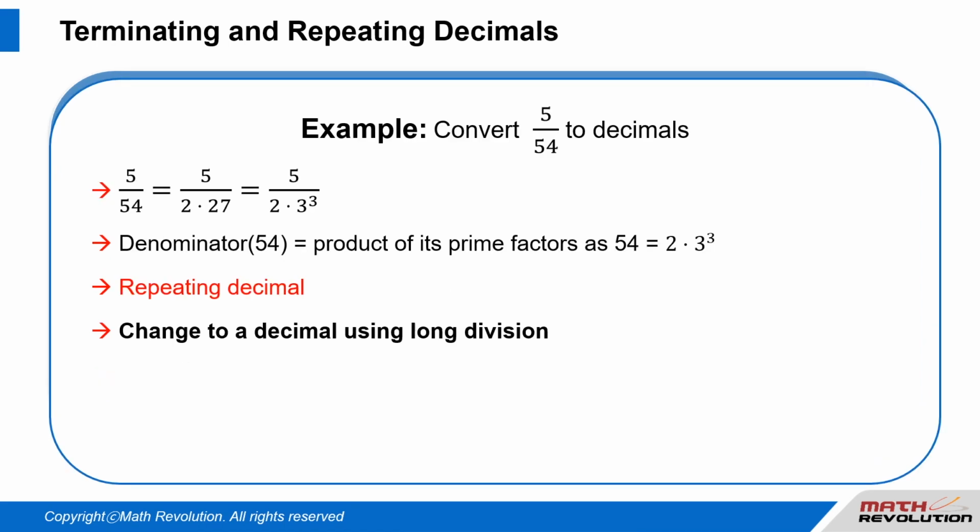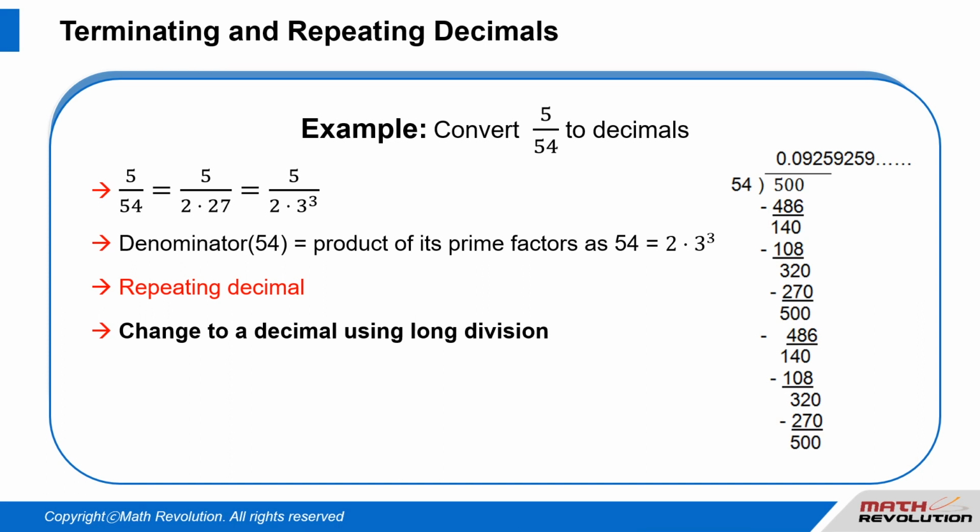5 whole over 54 equals 5 whole over 2 times 27 equals 5 whole over 2 times 3 to the power of 3. Since the denominator, 54, which can be written as a product of its prime factors as 54 equals 2 times 3 to the power of 3, has 3 as a prime factor, thus, 5/54 is a repeating decimal, and we can only change it to a decimal using long division.